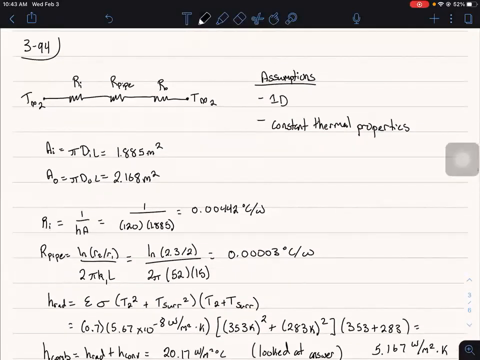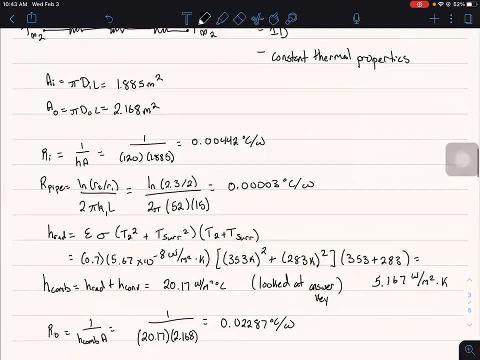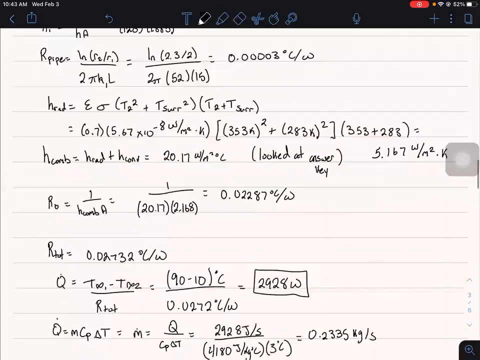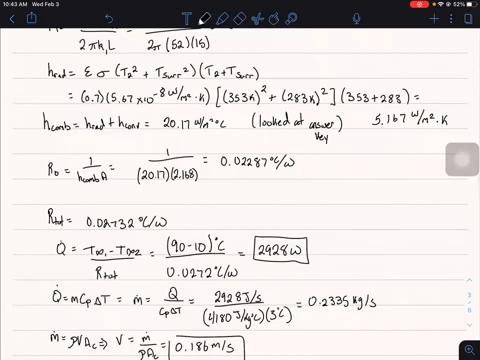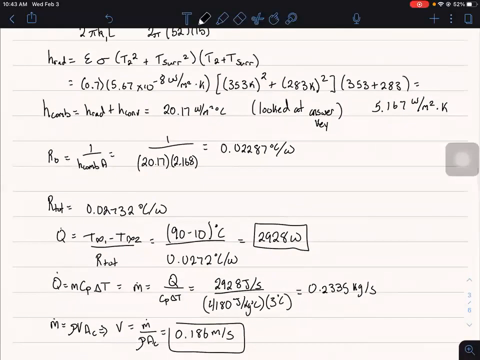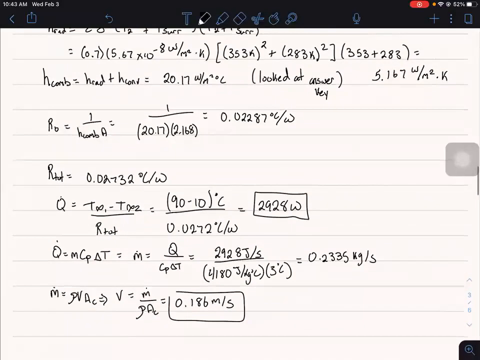3-94, it was about hot water flowing through a cast iron pipe. So then my assumptions are 1D, constant thermal properties. There's my resistance diagram, figured out my different areas, figured out my resistances, figured out my H radiation, and then from that I had to, for some reason, do H combined of the H radiation plus H convection, which I was very confused about. So I looked at the answer, about why they'd even summed them.